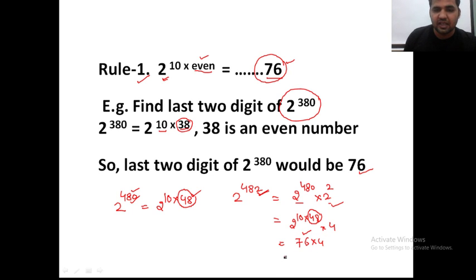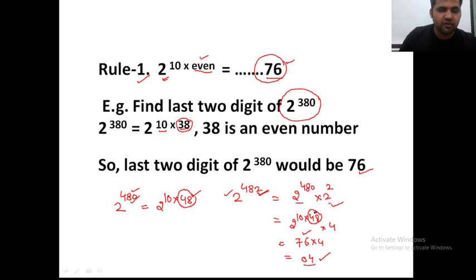So 76 into 4 will give me the final answer, which will be the last 2 digit of 2 raised to power 482. Now what is 76 into 4? Multiply 76 with 4. What will you get? 4 into 6 is 24. 7 into 4 is 28 plus 2, that is 30. So the answer to the question will be 04. So 76 into 4 will give you the last 2 digit as 04. So 2 power 482 will end with 04. There are many concepts of finding the last 2 digit, right?